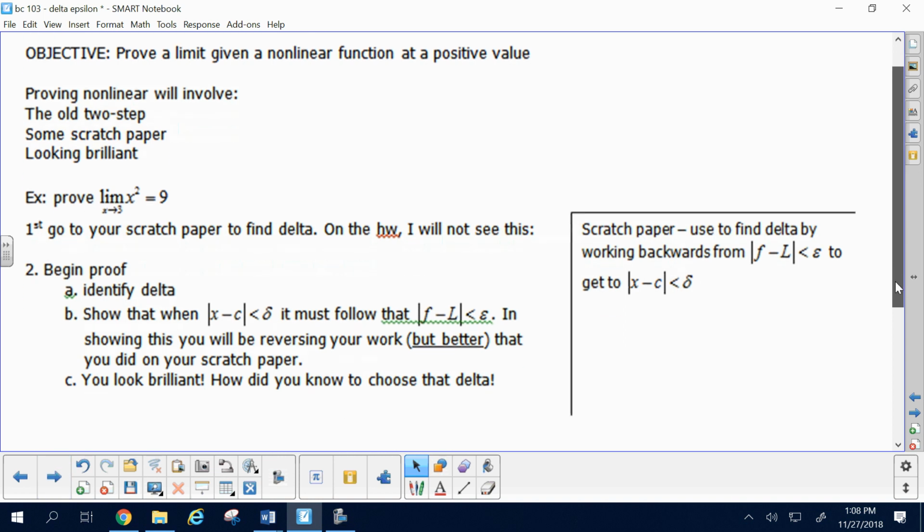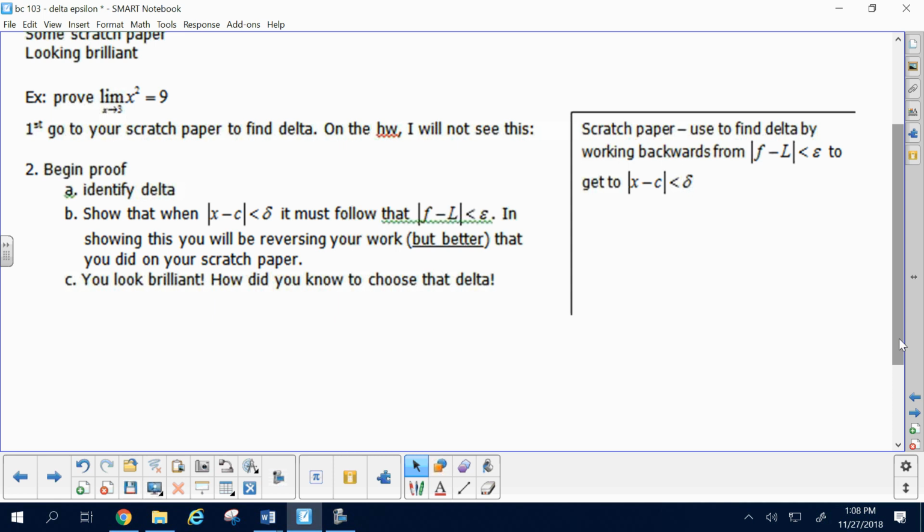Now, here's the process. You're trying to prove that the limit as x goes to 3 of x squared equals 9. It doesn't say find the limit. That's easy. Prove the limit is 9. That's harder. The first thing you have to do is go to your scratch paper to find the delta. Now, on tests and homework, I don't want to see this one. I don't care, wherever you do it, if you do it on your hand, whatever. You won't turn this in. Now, for the sake of notes, however, you probably need to see it so you can have this as a reference. So today only you're going to have your scratch paper on this.